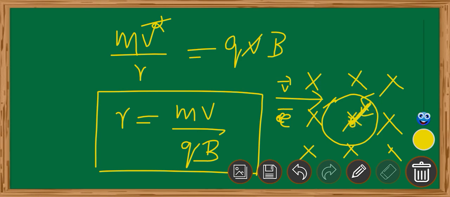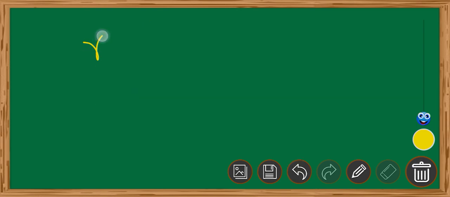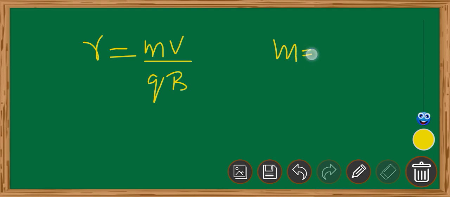Then the second question is the radius of that circular path. Here it takes a circular path, then what's the radius? That is r = mv/qB, where m is the mass of the particle, here the mass of the electron. We know that the mass of the electron is 9.1 × 10^-31 kilogram.